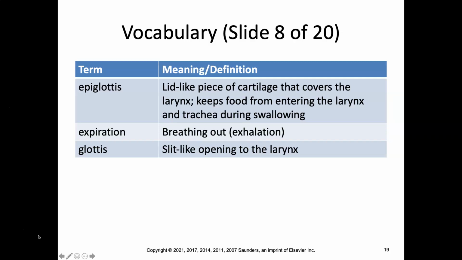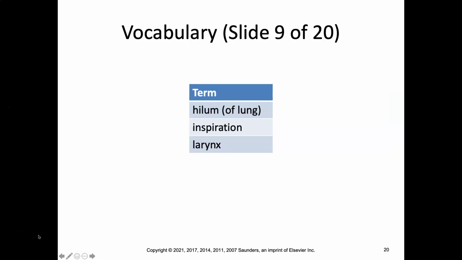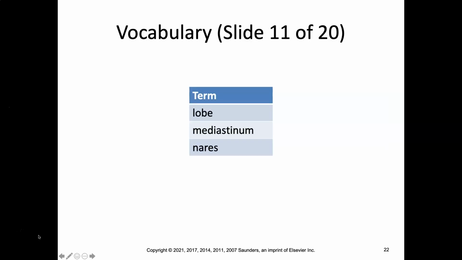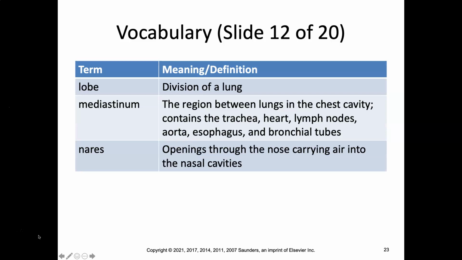All right, epiglottis, that's that piece of cartilage that covers the larynx. Keeps food from entering that and the trachea during swallowing. And then the glottis is that slit-like opening to your larynx. All right, we have hilum, inspiration and larynx, lobe, mediastinum, and nares.